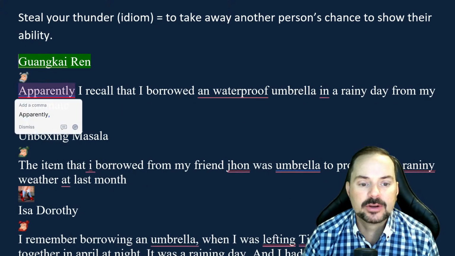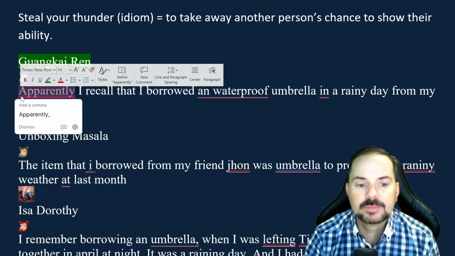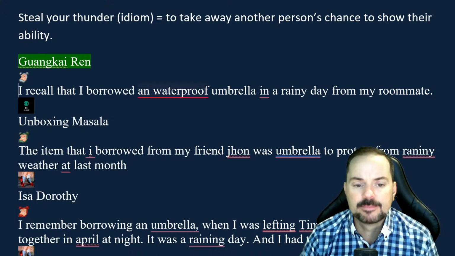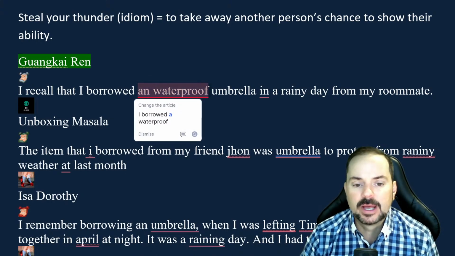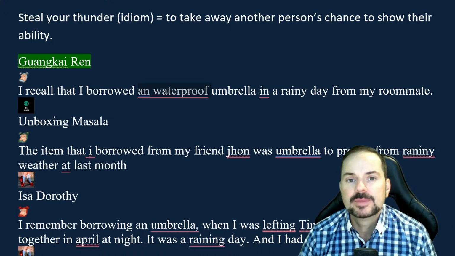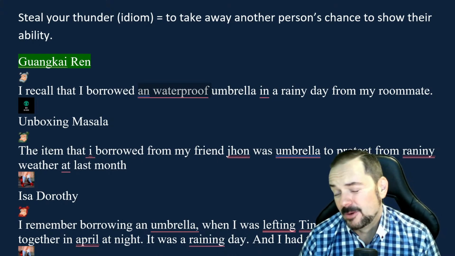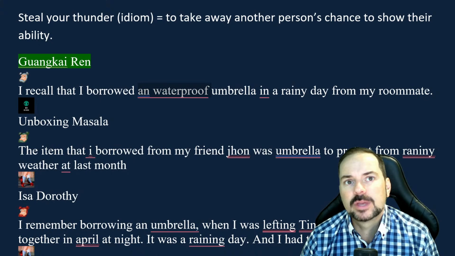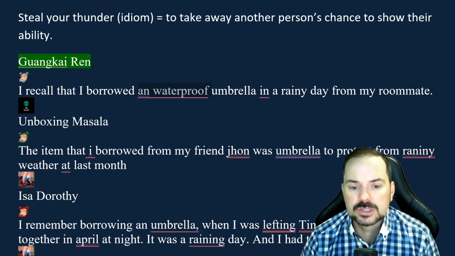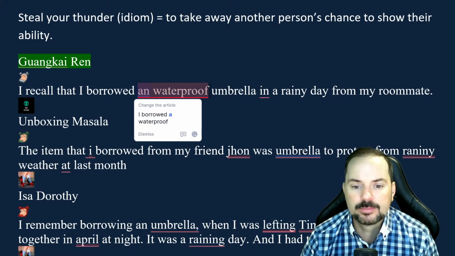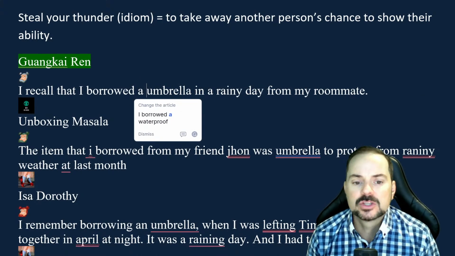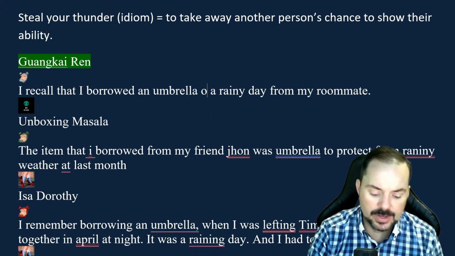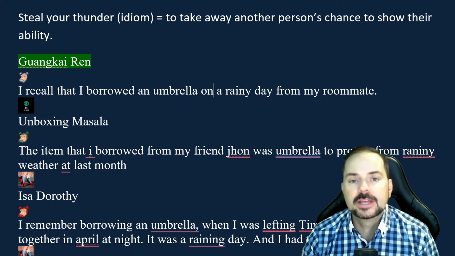Gunkai Ren says, apparently. Gunkai Ren, don't say apparently, because then it's like you're not sure. So just take that out and just write, I recall that I borrowed. Now, a waterproof umbrella, that's strange, okay? An umbrella that protects you from the sun and is maybe not waterproof, it's called a parasol, but even those are waterproof. So don't add vocabulary or words that are kind of useless. So Gunkai Ren, don't add waterproof, okay? It's weird to say that. So I borrowed an umbrella. Not in a rainy day, but on a rainy day from my roommate, okay?